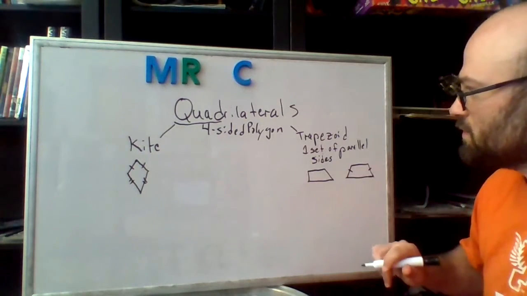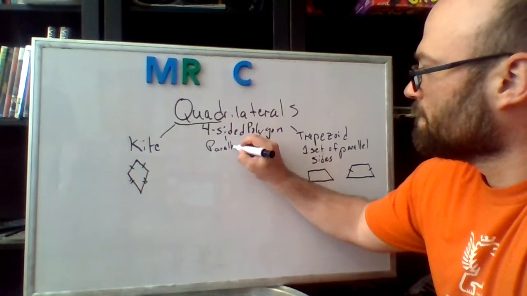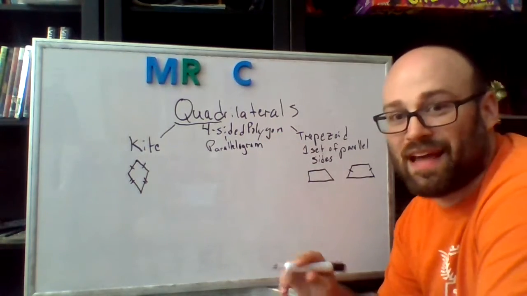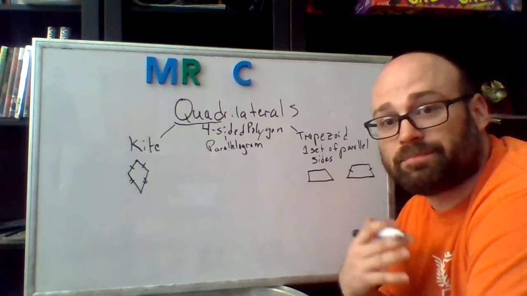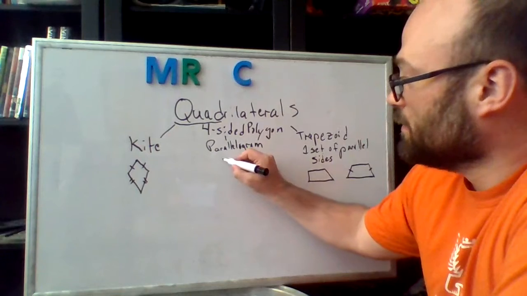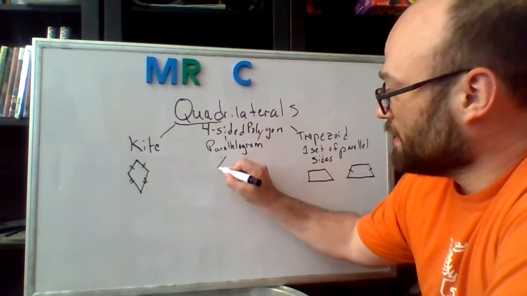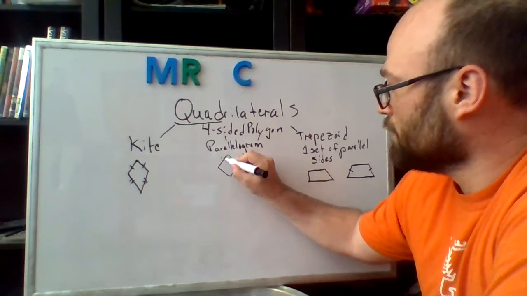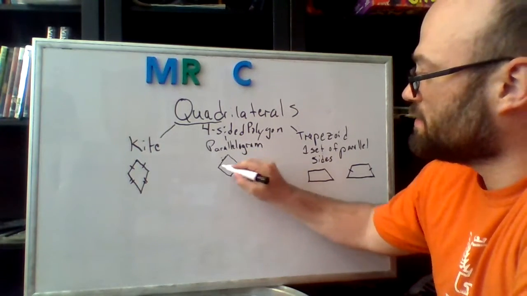So, isosceles trapezoid. Then we have a parallelogram. Parallelogram means that it has two sets of parallel sides. So any type of parallelogram will do. Typically you might think of a rectangle, but you could even have something that's kind of like a diamond shape or a square shape. But this means it has two sets of parallel sides.